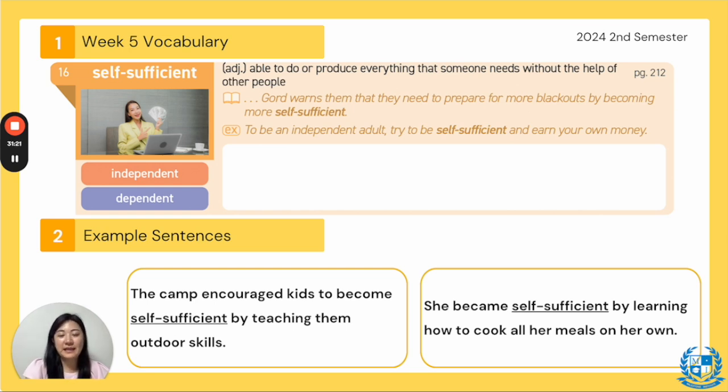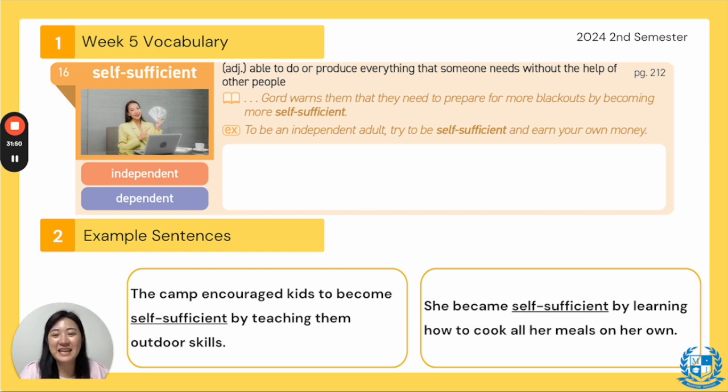Let's read the example together. 1, 2, 3. To be an independent adult, try to be self-sufficient and earn your own money. So yes, when I moved to Korea, I had to be self-sufficient. I couldn't call my mom or dad and say, Mom, Dad, give me money. So because I was an adult and I had to be self-sufficient and independent and work by myself. You don't have to yet.